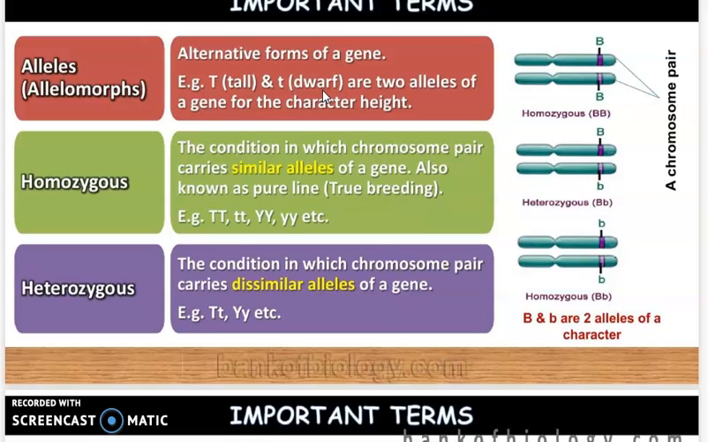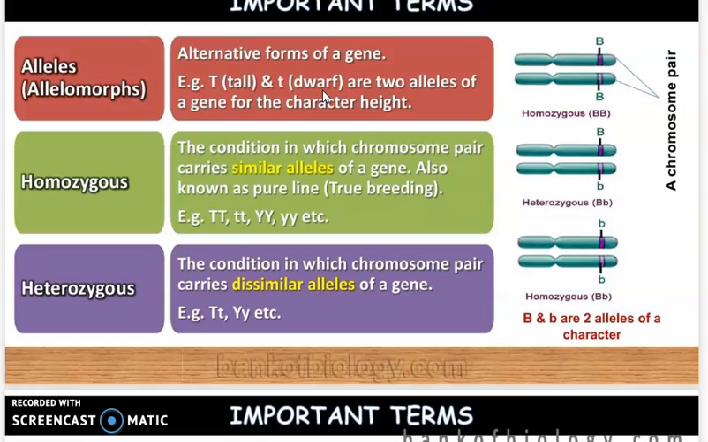Right? What the alleles have expressed, that is what we call traits. Right? So alternative forms of a gene is the alleles. Example they have given: tall, capital T is for tall and small t is for dwarf, and these two are alleles of a gene for the character height. For the character called height, there are two different types of alleles.